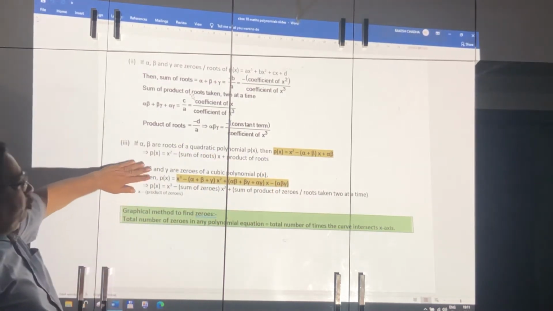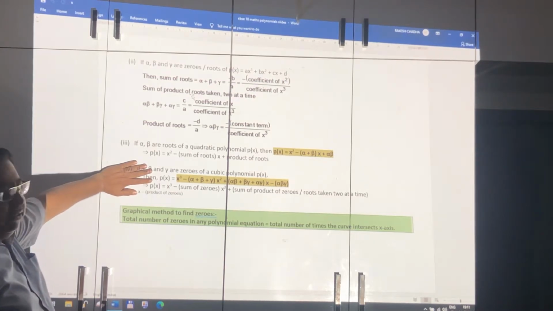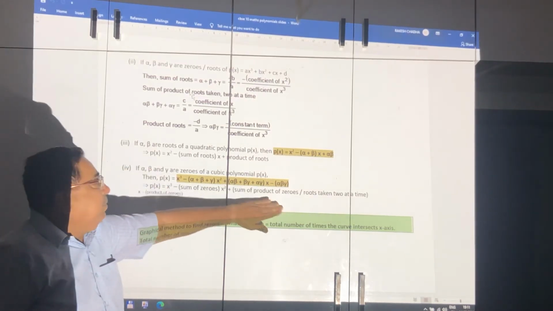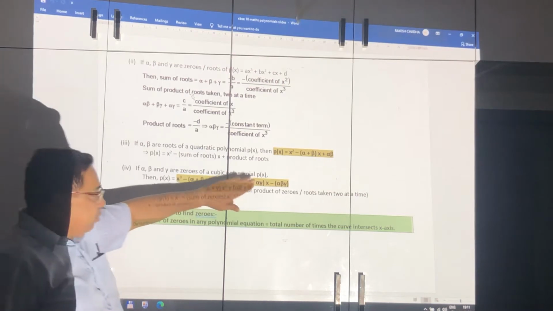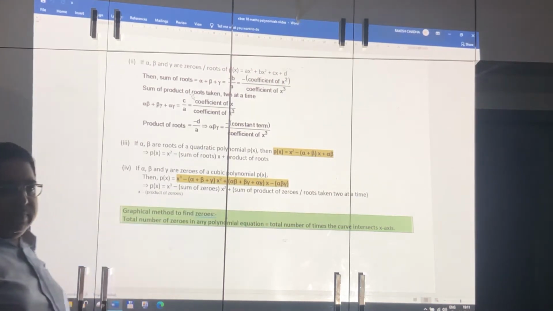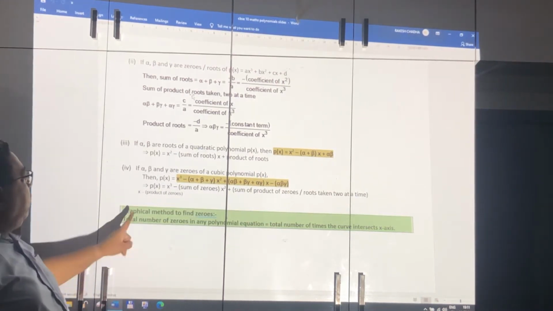We don't need the cubic now, but even a cubic can be done by a similar method: sum, product of sums and only product. But we don't need it now.